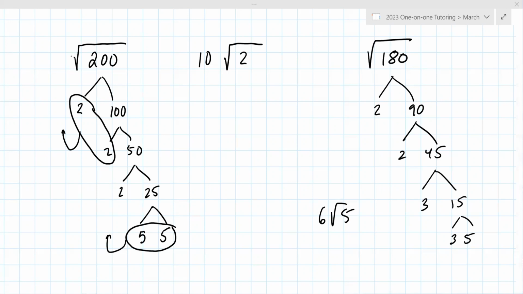All right, so let's do this one here. Let's have you try the square root of 108. And again, just try 2 until it doesn't work anymore.